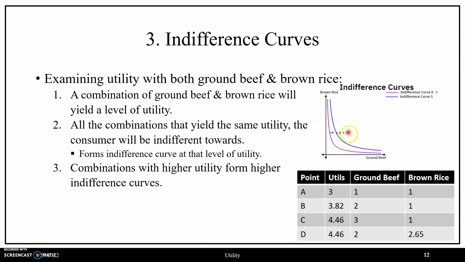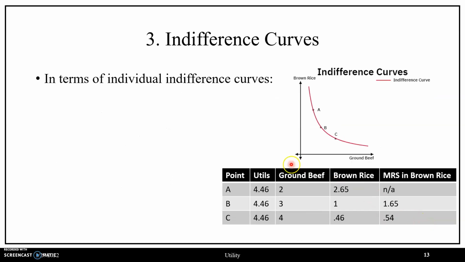And in terms of point C, 3 ground beef, 1 brown rice, more is better, so it provides 4.46 utils, which is greater than point B and A in terms of its utility levels. So this generates a higher indifference curve for the utility level of 4.46, where other combinations such as point D, which grant 4.46 utils, or in this case, this combination of 2 ground beef and 2.65 units of brown rice, where the consumer feels the same amount as in terms of point C, the 3 ground beef and the 1 brown rice.